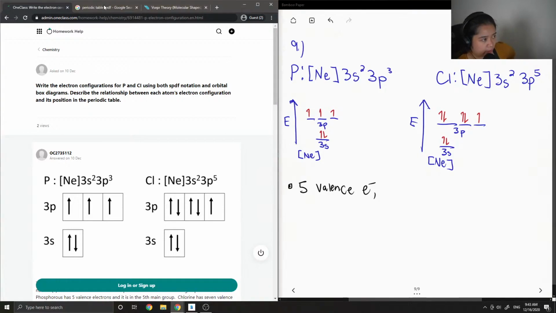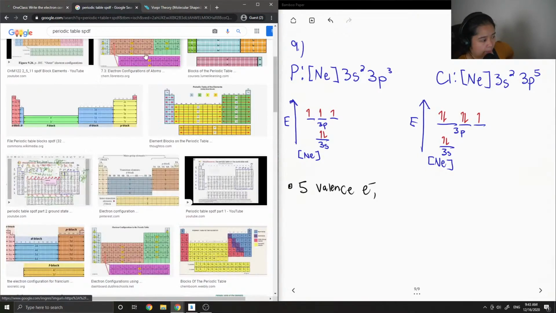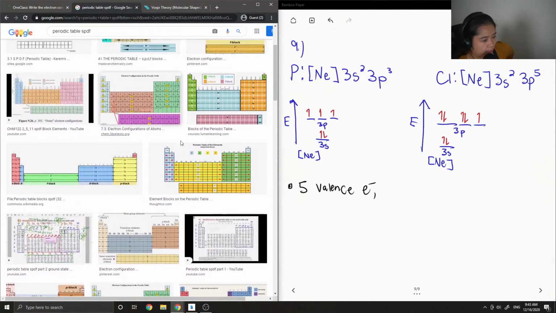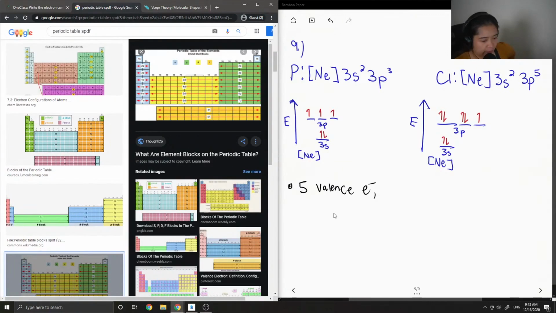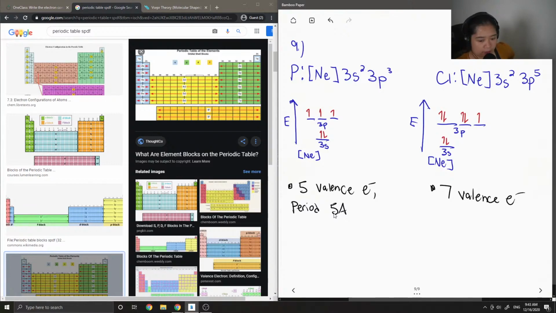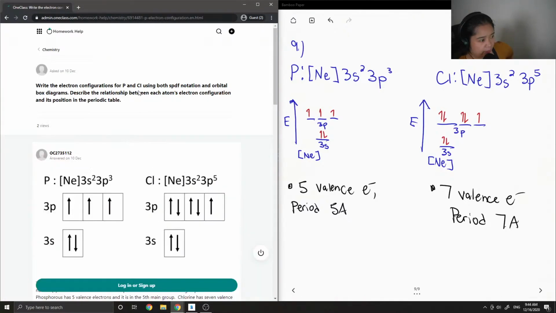And if we look at the periodic table, or any periodic table, you'll see that it is in column 5 or group 5A. And the same thing for chlorine. There are 7 valence electrons, and it is found in group 7A. So that's something to help remember how many valence electrons there would be.